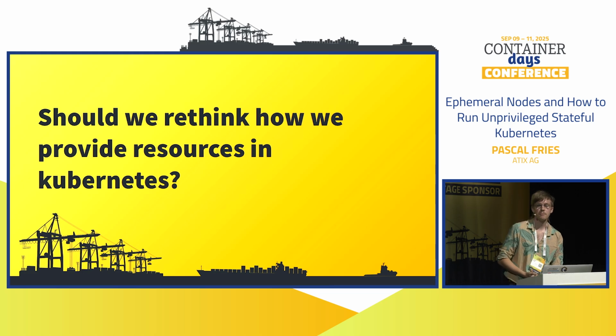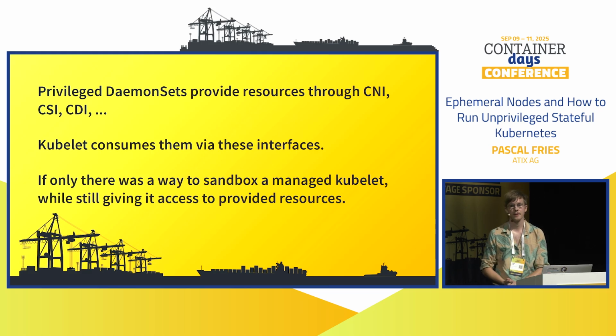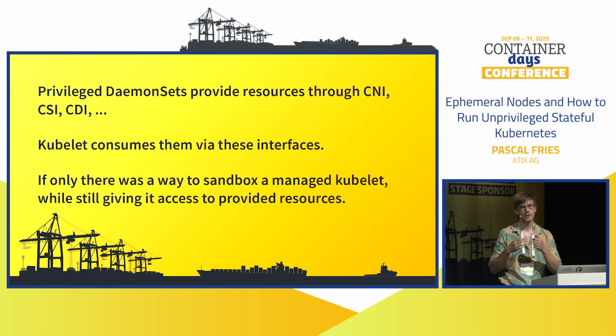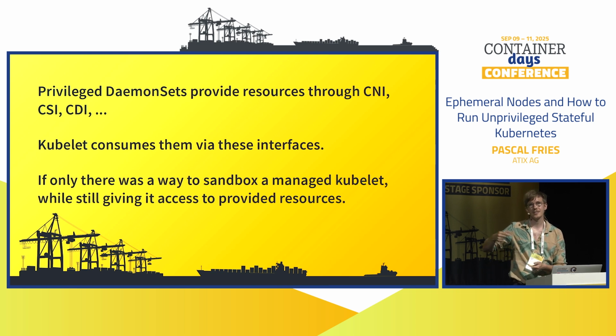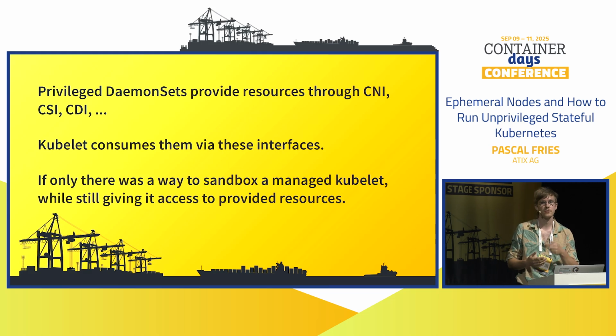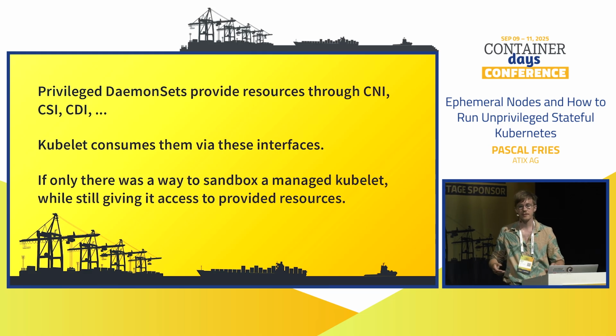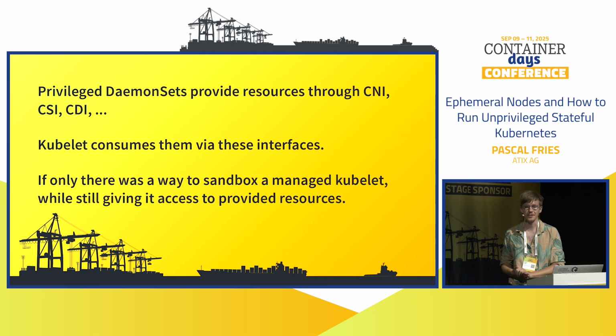Should we maybe rethink how we provide resources in Kubernetes in general? Well, in order to answer that question, let's have a look at how these things actually work. The privileged daemon sets provide their resources, be it network, storage, or devices, via well-defined standards. That's one of the great results of the cloud-native community, that these things have been standardized. There's the container network interface, the container storage interface, the container device interface, and probably a lot more that I forgot to list here. And kubelet, on the other hand, just consumes the resources via these interfaces.